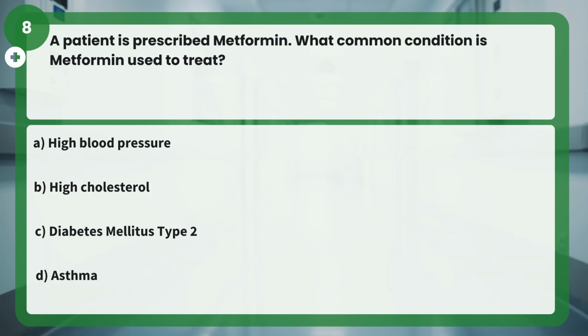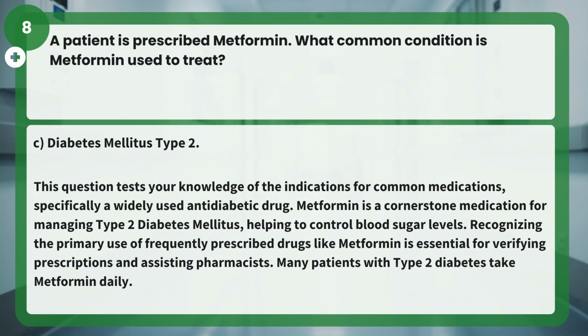Question 8. A patient is prescribed metformin. What common condition is metformin used to treat? A. High blood pressure. B. High cholesterol. C. Diabetes mellitus type 2. D. Asthma. Answer: C. Diabetes mellitus type 2.